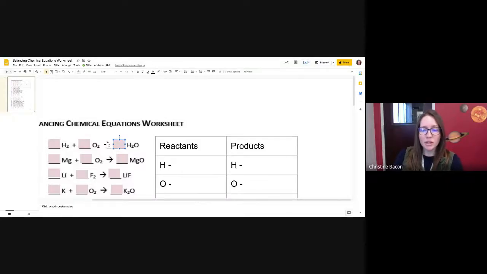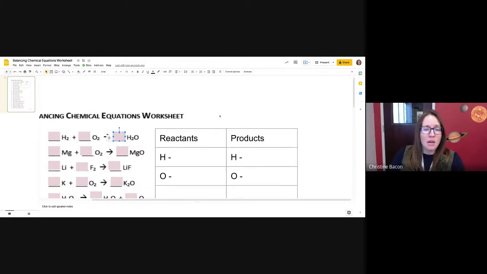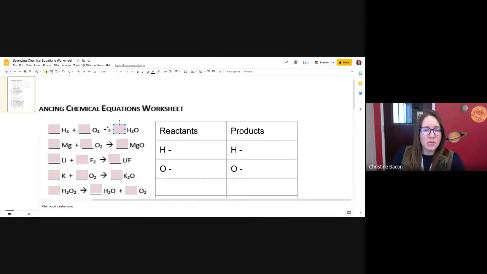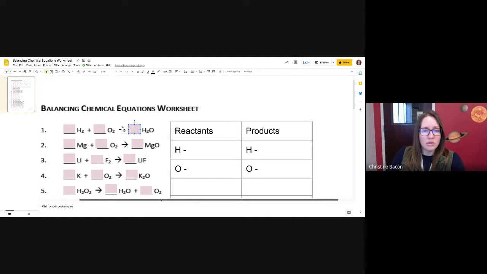All right, we are going to go over our worksheets now. So we're going to start with the balancing chemical equations worksheet. We'll go through a few of these together. So here we go. Let's start with number one.